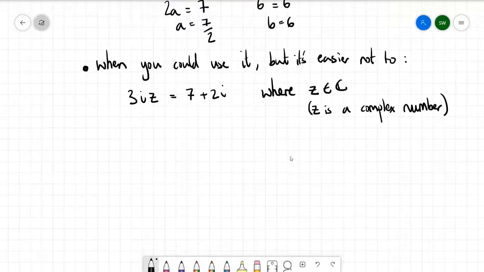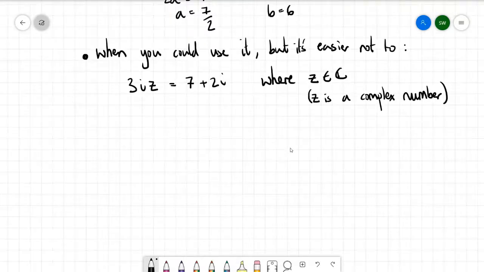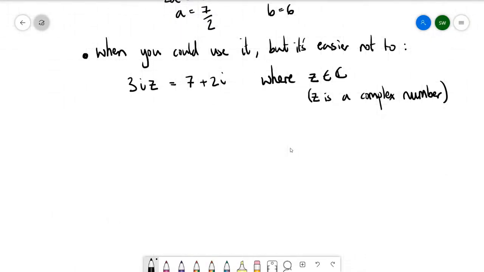An example of where you could use it but it's easier not to is an example where you've got a complex number z and you're basically trying to work out what this complex number z is. So a lot of people jump straight away to using comparing real and imaginary parts. I'll show you how you would do that by comparing real and imaginary parts.